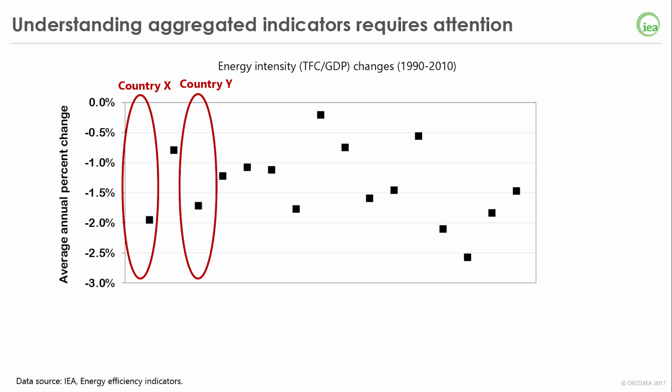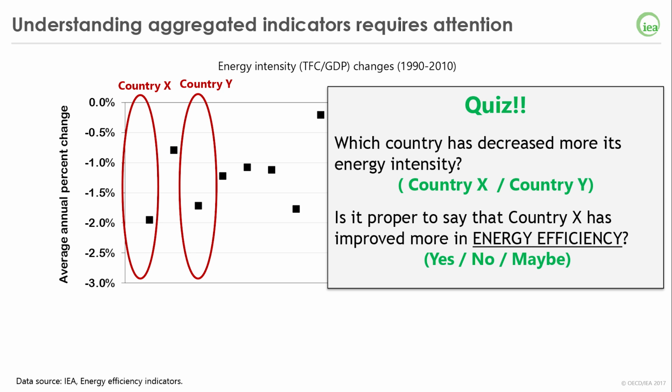This figure shows, on the y-axis, the average annual percentage change of energy intensity between 1990 and 2010 for different countries. Each country is represented by a different square in this graph. Let's focus now on country X and country Y. Which of these two countries do you think has decreased more in energy intensity? Think about it for a second. If you said country X, you're right. Country X decreased more in energy intensity than country Y during this period.